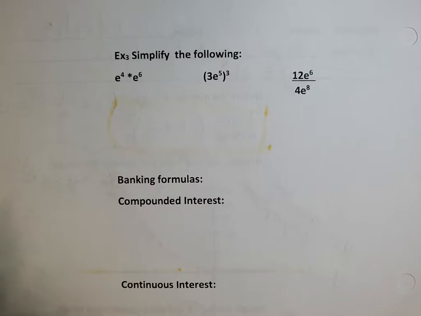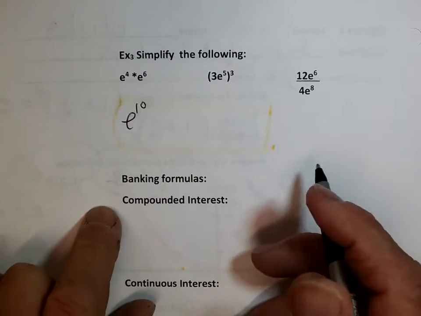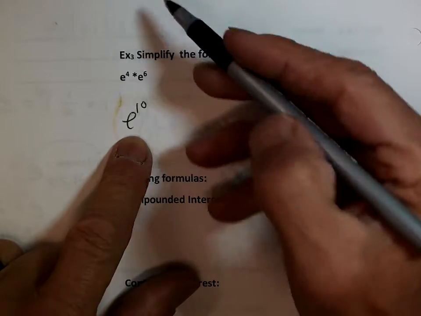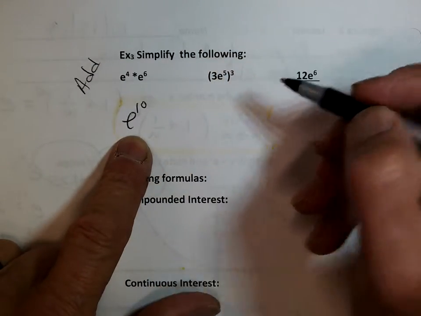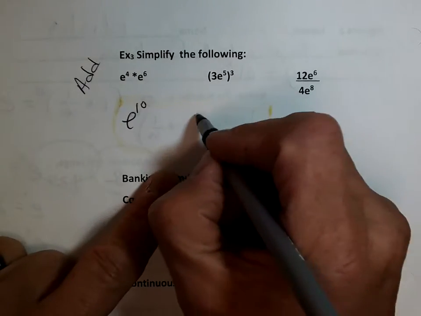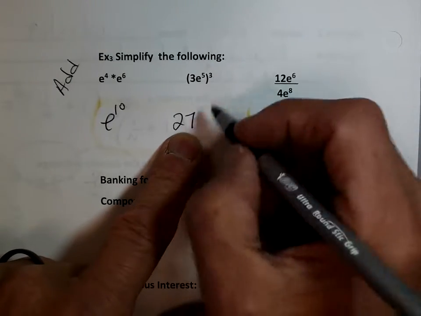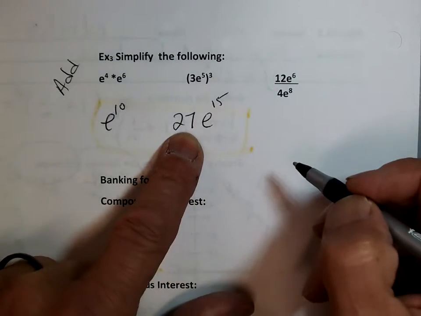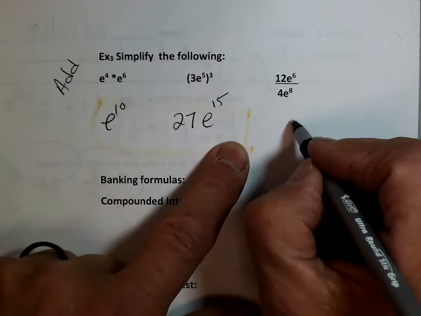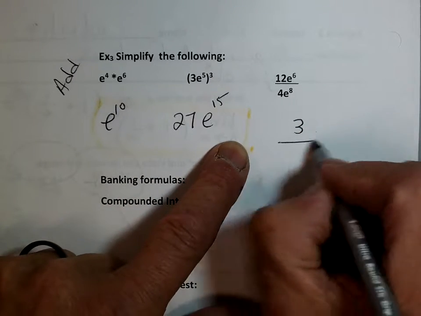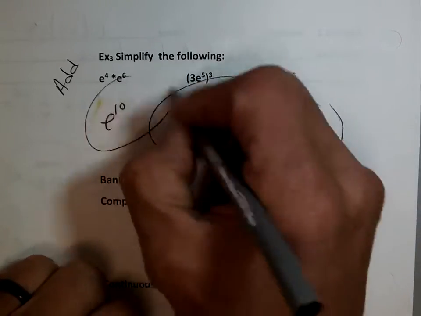Yep. Okay, e to the 10. That's it. e to the 10. What did I do? I just added exponents. That's all I did, right? I'm going to get a 27. Where'd the 27 come from? Good. e to the 15. Right? I'm going to get a 3 over e squared. Does that make sense?